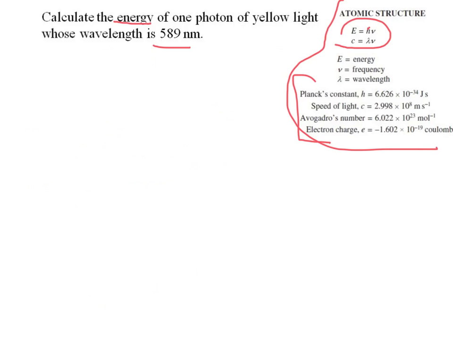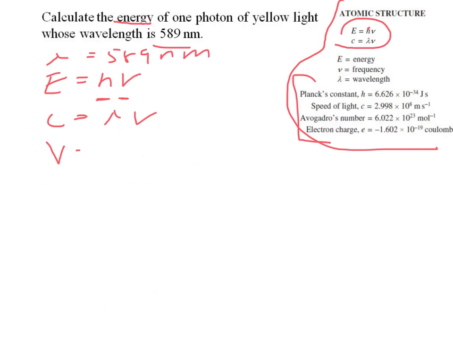So I'm given the wavelength, right? I know lambda is 589 nanometers. I'm trying to find energy. The equation for energy is h nu, right? I know Planck's constant, but I do not know frequency, so I have to find frequency first. To do that, I'm going to use the other equation, c equals lambda nu. And in order to get frequency, I rearrange the equation and I get c over lambda.